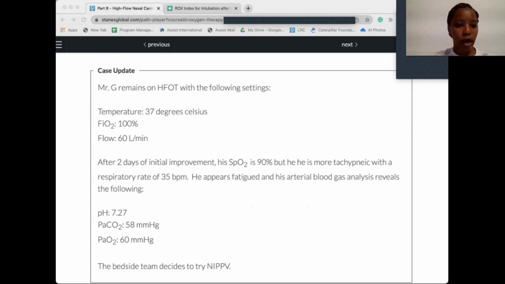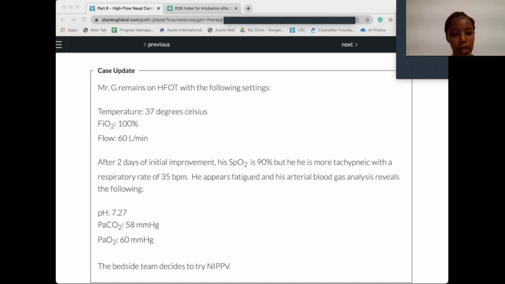So Mr. G remains on high flow oxygen therapy with the following settings. His temperature is 37 degrees, it has decreased from 38. FiO2 of 100% on 60 liters per minute. After 2 days of initial improvement, his SpO2 is 90%, and he is more tachypnic with a respiratory rate of 35. He appears fatigued, and his arterial blood gas analysis reveals the following. He has a pH of 7.27, so he is acidic, a partial pressure of carbon dioxide of 58 and a partial pressure of oxygen of 60. So the carbon dioxide is elevated and the oxygen is low.